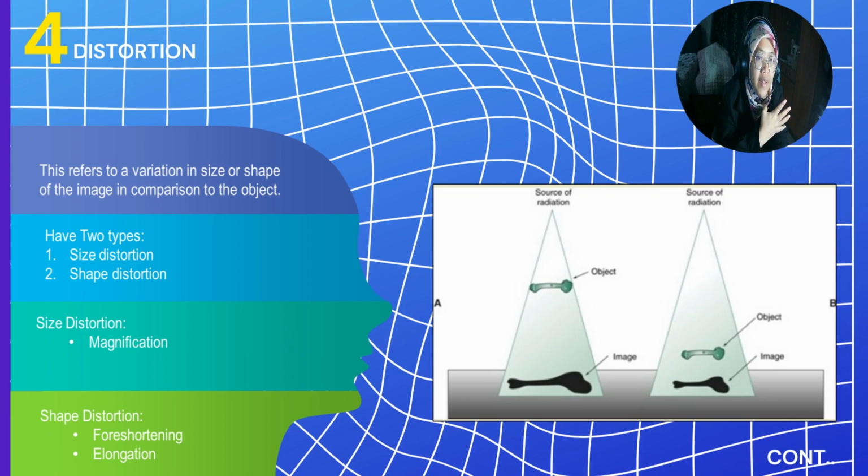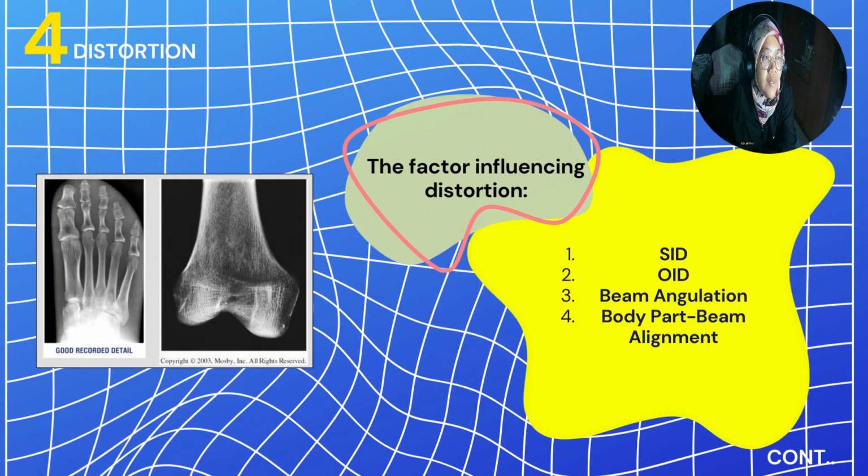Number 4, factor affecting the image quality, refers to a variation in size or shape of the image in comparison to the object. We call it distortion. There are two types of distortion. The first one is according to the size, the second one according to the shape. Size distortion can be magnification, and shape distortion can be foreshortening and elongation. So the factors influencing distortion are SID, OID, beam angulation, and body part beam alignment.